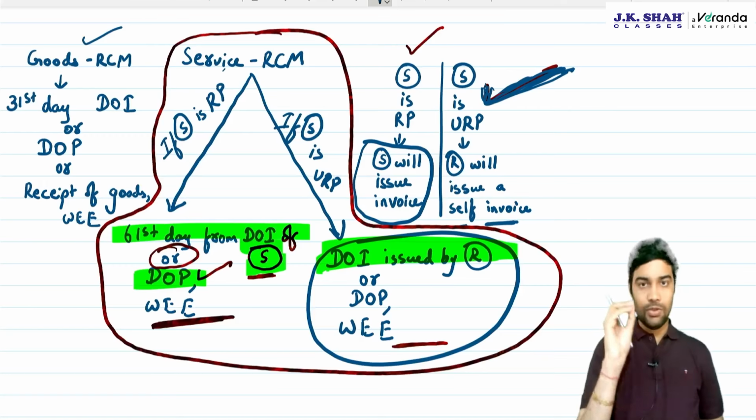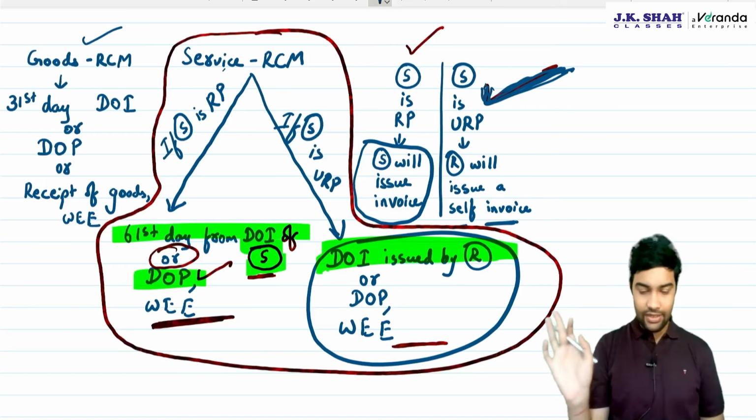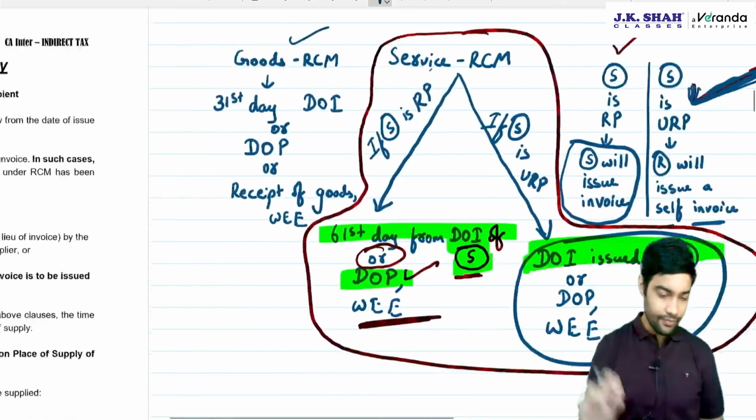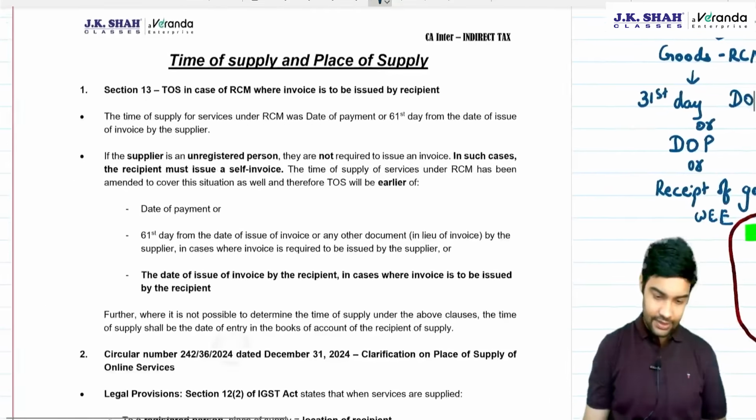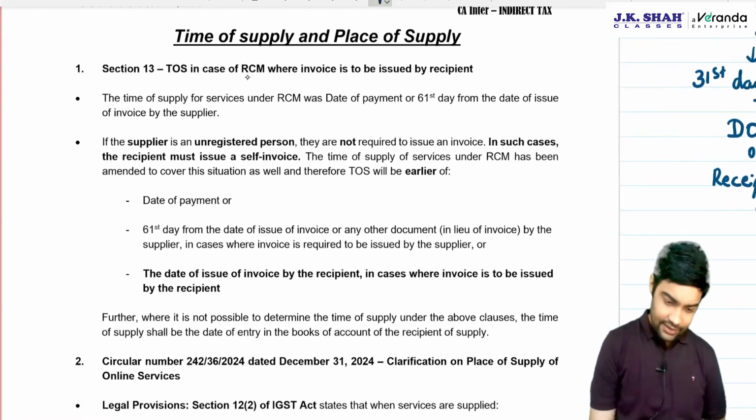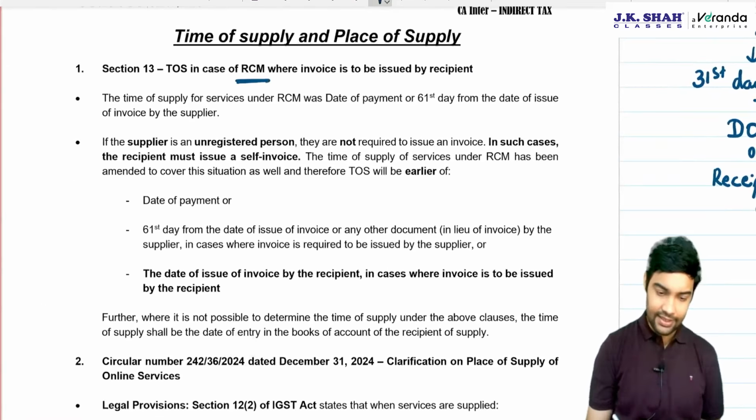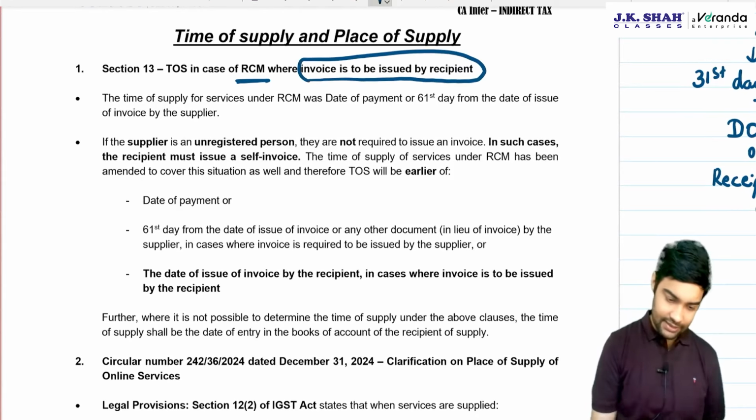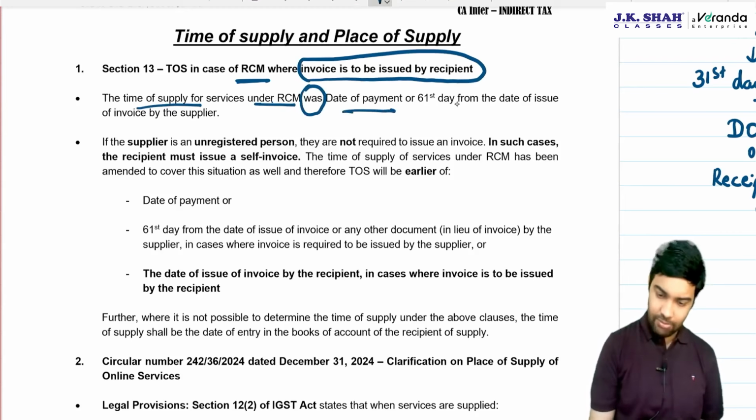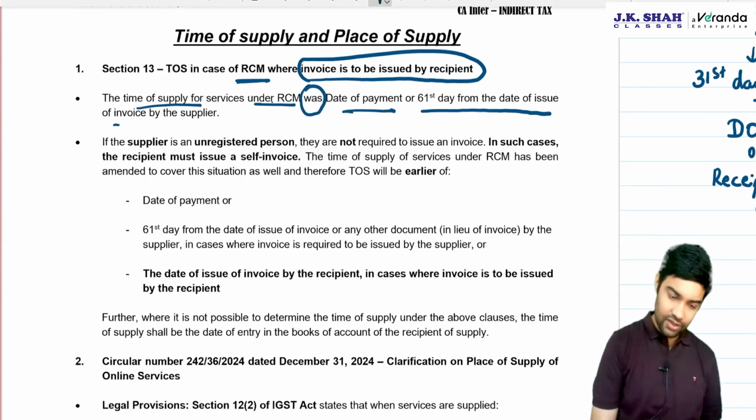Okay. I hope you paused the video and you have done it. Now let's read. Section 13, time of supply in case of RCM, where invoice is by recipient. The time of supply under RCM was date of payment or 61st day from the date of invoice issued by a supplier.